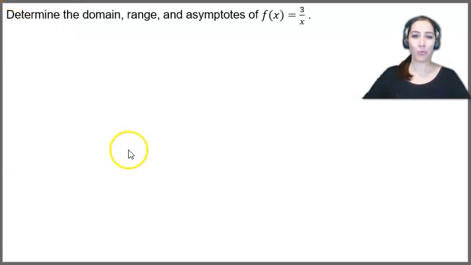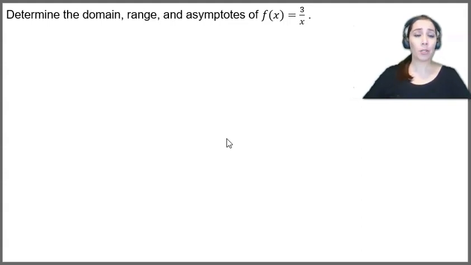Determine the domain, range, and asymptotes of f of x equals 3 over x. Now this is a reciprocal of a power function. The power function would just be f of x equals x, which is a straight line that goes through the origin and quadrants 1 and 3.